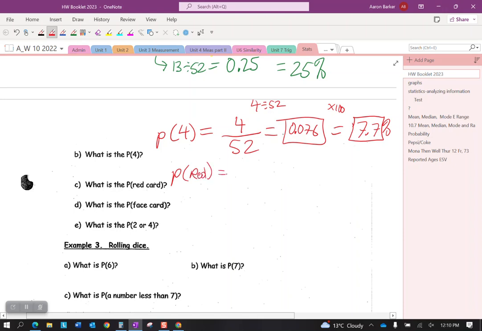What's over 52? How many red cards are there in a deck? Add them up. You sure about that? 13 plus 13, 26. Good job. Okay. Let's just leave this as a fraction. Put it in lowest terms, please.